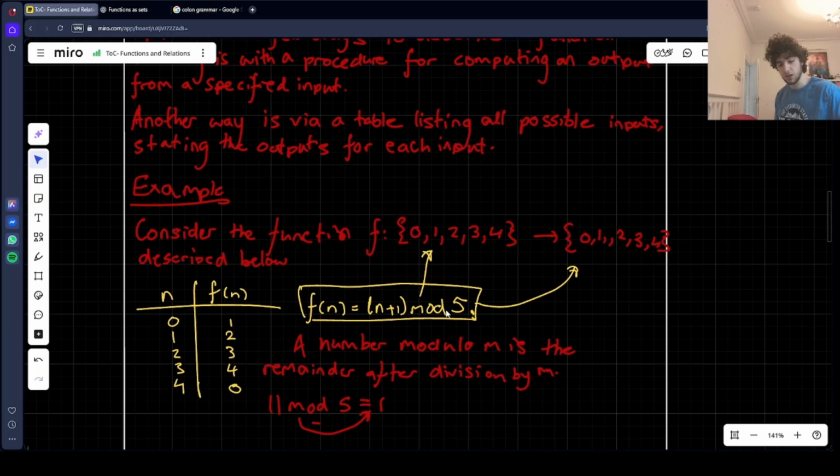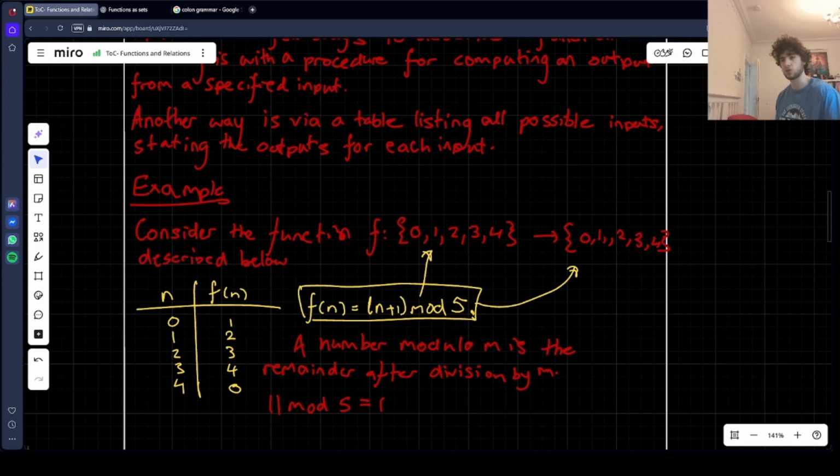Now obviously the output of anything mod 5 is always going to be either 0, in which case it's a multiple of 5 and there's no remainder, or 1, 2, 3, or 4. So there's only ever 5 options, and that is why this range set is only ever 5 options. The input can still be the set of integers, because any integer, even when you add 1 to it and evaluate it mod 5, will always be 0, 1, 2, 3, or 4. But in this case, we just decided to take this small set, because otherwise we wouldn't be able to write out this table.